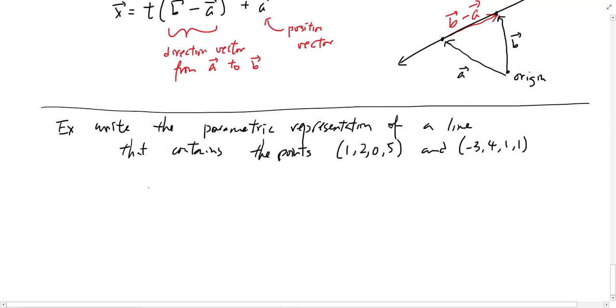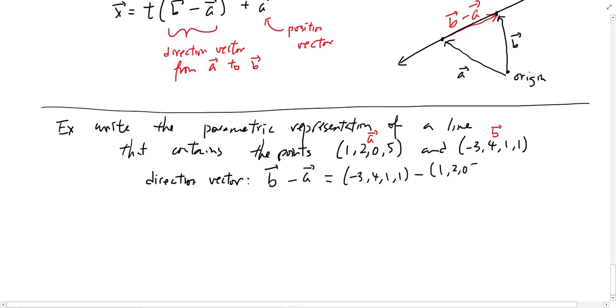Well, simple. I'm going to start by finding my direction vector. So how do I do that? As I told you, if you're given just 2 position vectors without any labeling, you can call the first one A, the second one B. There you go. So now I can use the formula. My direction vector should be vector B minus vector A. So therefore it will be -3, 4, 1, 1 minus 1, 2, 0, 5.